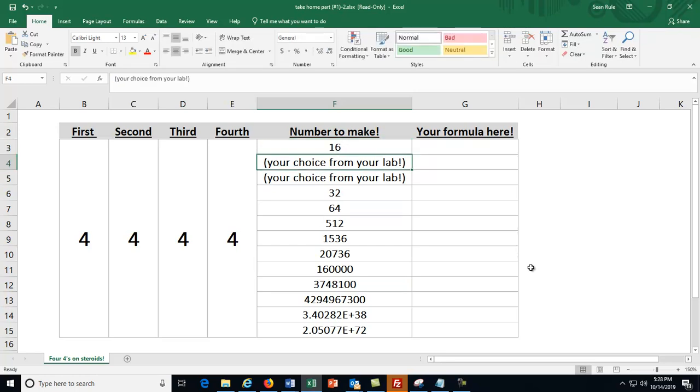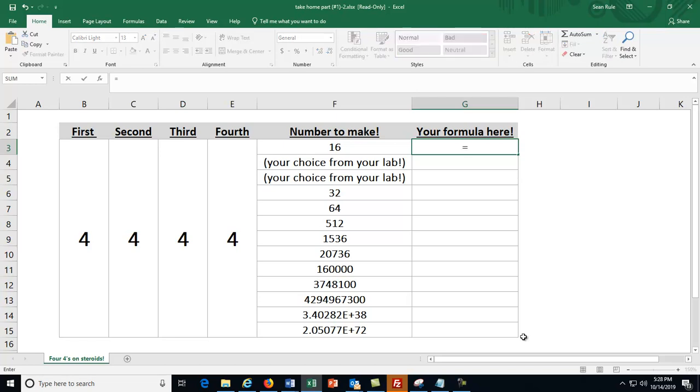Okay. And then the formula is going to go here. Now your formula in the lab, you might have done something like this: 4 plus 4 plus 4 plus 4. Well, in here, I want you to do that same kind of thing, but I want you to use formulas in Excel to do it. So watch. I want to show you how to do that.